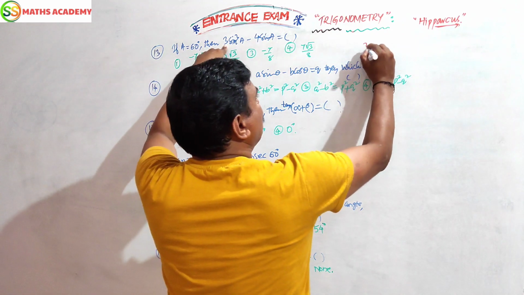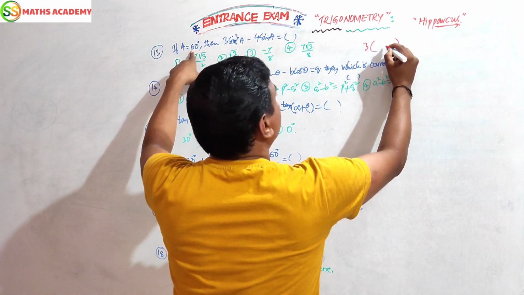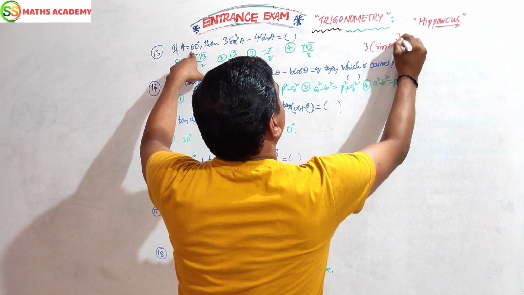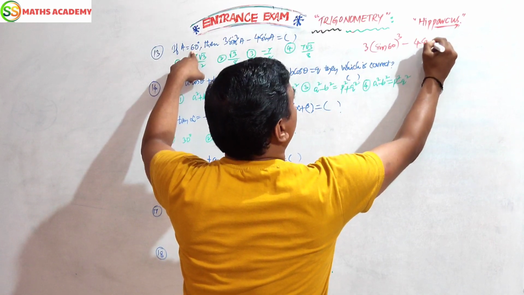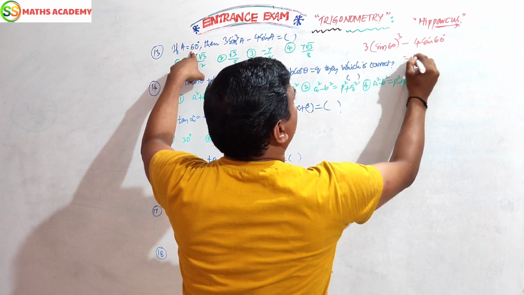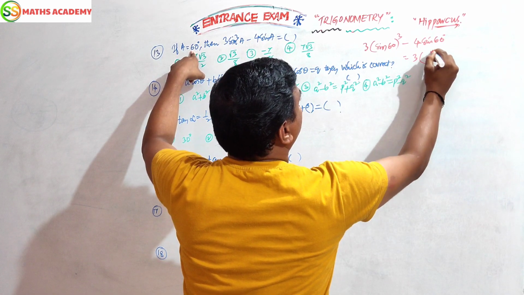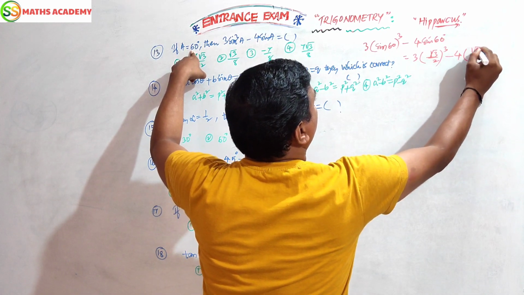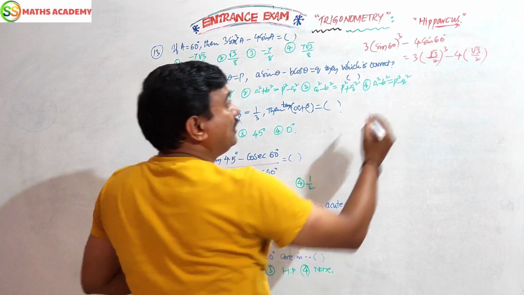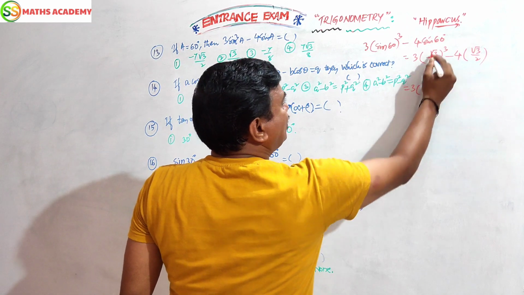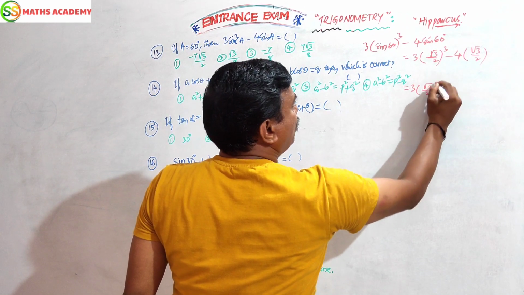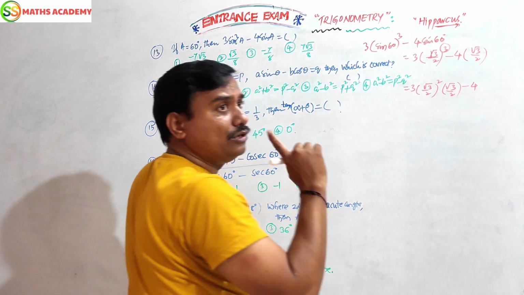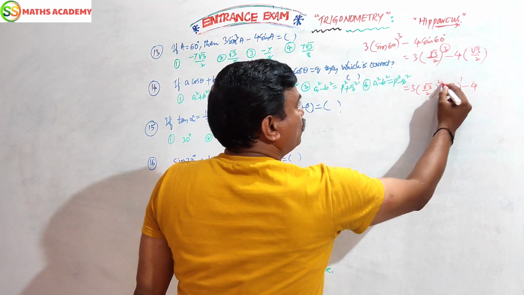What is 3 into sin cube A? A value, sin 60 whole power 3 minus 4 into sin A value, sin 60. You know sin 60? Root 3 by 2. Very good. Now I have to split this part like this, better: root 3 by 2 whole square times root 3 by 2, because power 3 will be there, no? 2 plus 1, 3.